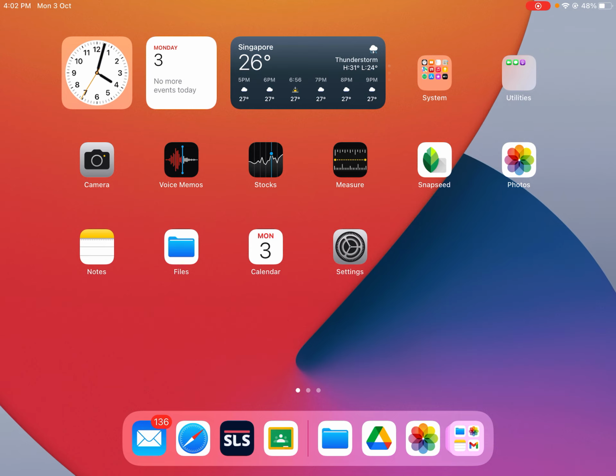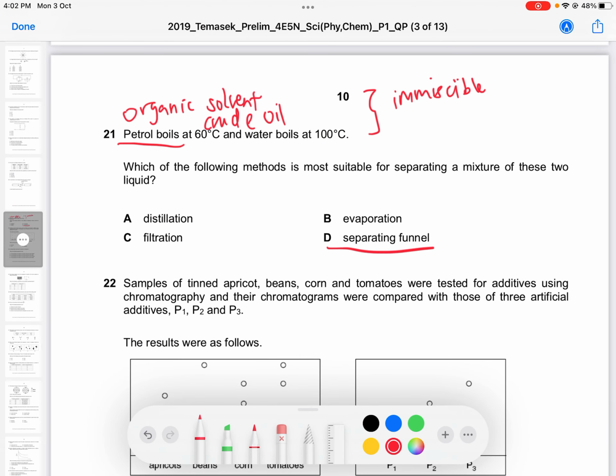Most of you chose distillation, or rather fractional distillation. This is for miscible liquids, meaning they dissolve in each other. So that's for question 1.